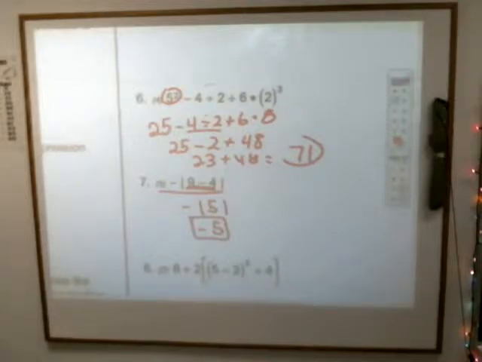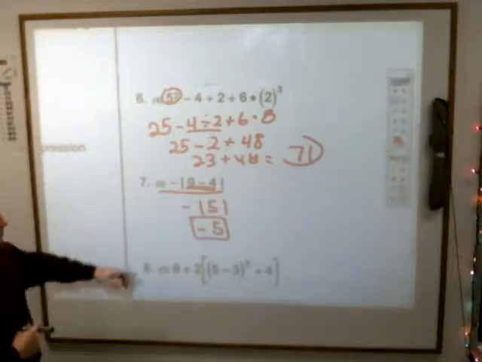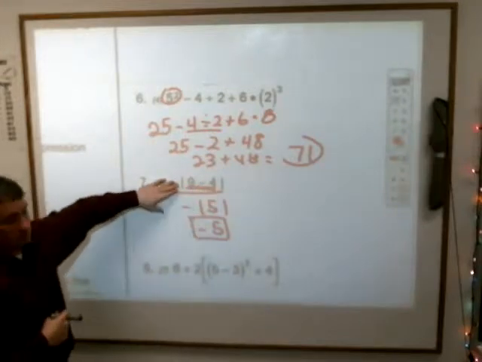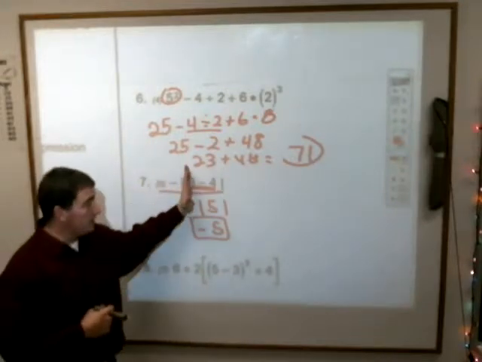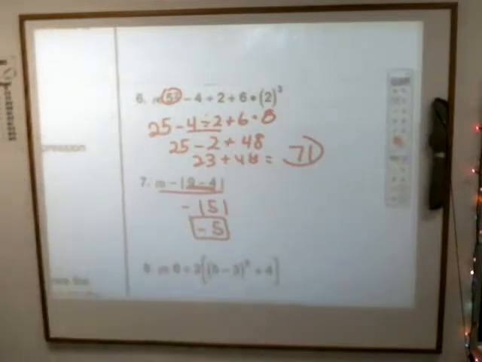How many people got number 7 wrong? Come on, people, somebody fess up. Thank you. If it says you make it positive, then why is it negative? Because there was this negative outside the absolute value sign. That negative wasn't in the absolute value sign, that was outside. So you do all this, and then whatever your answer is becomes negative, or its opposite.